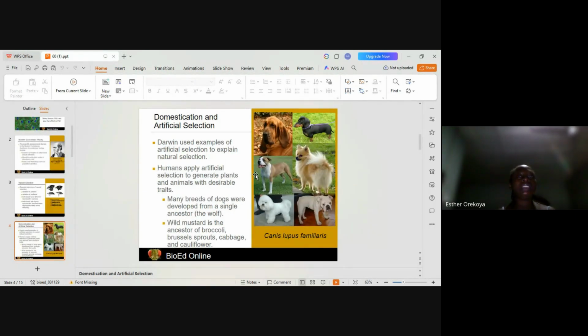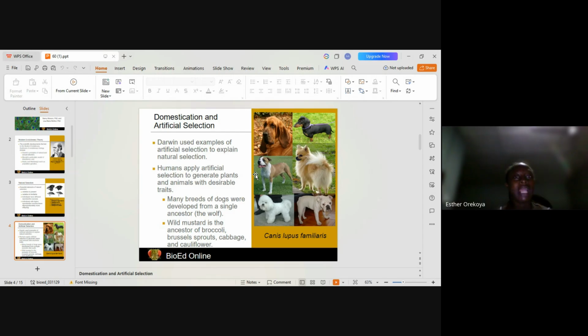Now, talking about domestication and artificial selection, Charles Darwin used examples of artificial selection to explain natural selection. What is artificial selection? Let me give you an example. They take a breed of a dog, take a breed of another dog, and mate them together. They crossbreed them, and they get another breed of dog. That is artificial selection. We are selecting. Okay, let's take a Chihuahua. Let's crossbreed it with an Eskimo. Let's see what's going to happen.